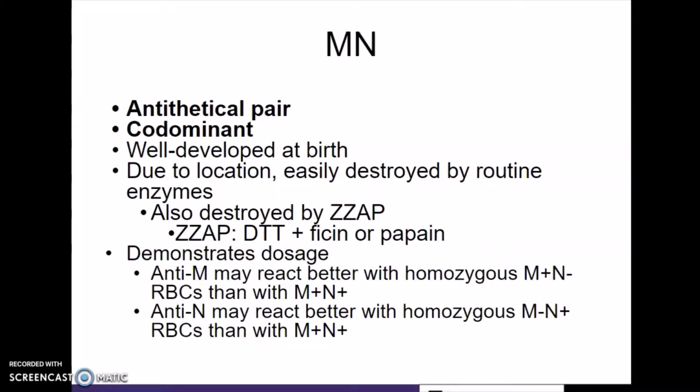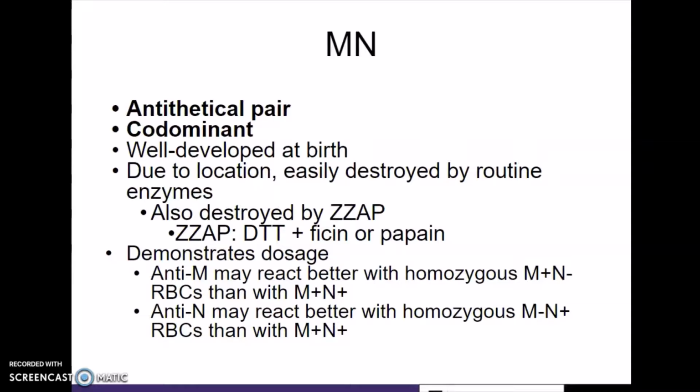Hey everybody, this is Kasey, and I'm going to start by telling you about the MN antigens. So these antigens are an antithetical pair. They are codominant. They are well developed at birth, and due to location, they're easily destroyed by routine enzymes. And what that is referring to is what Josh went over, with the glycophorin that they're on.